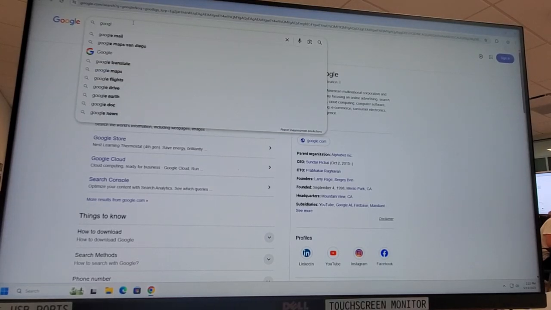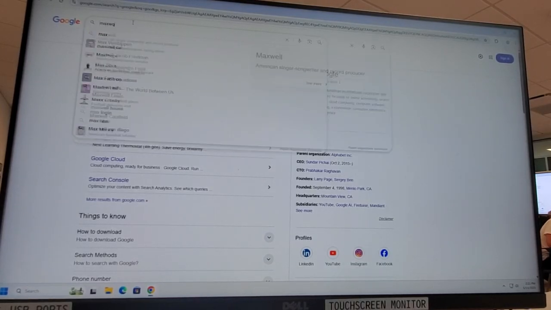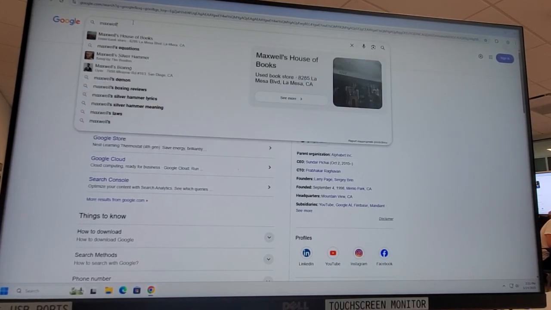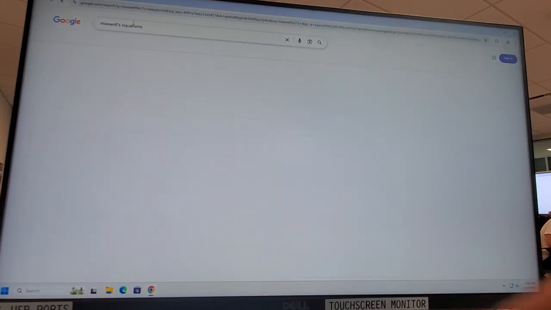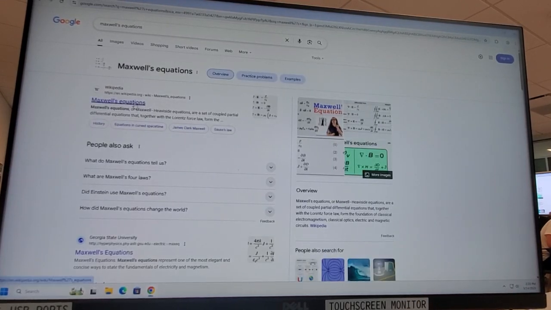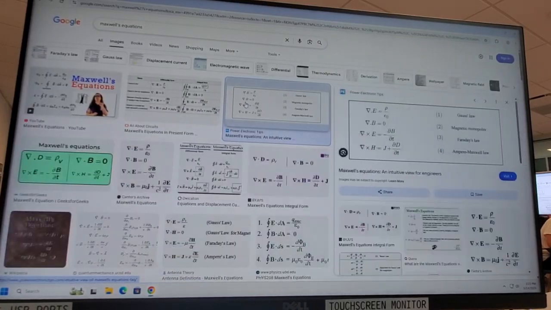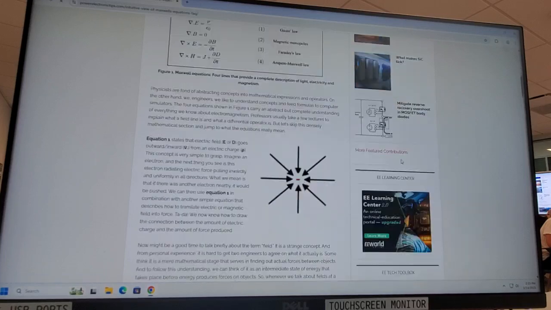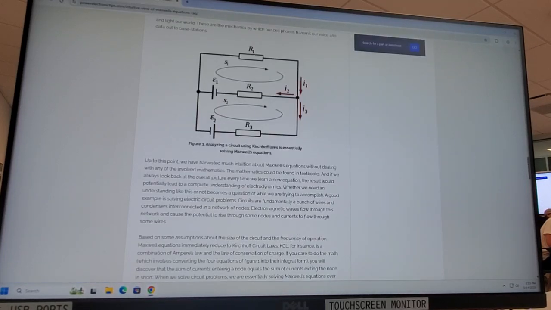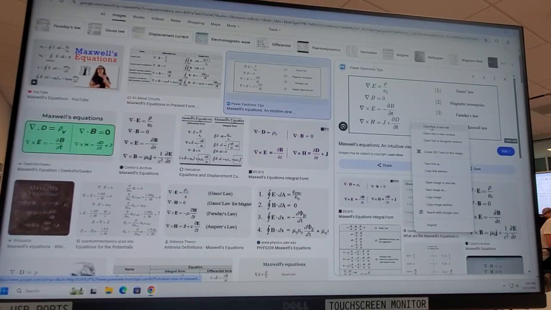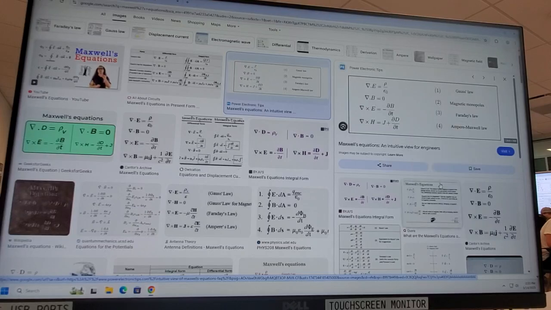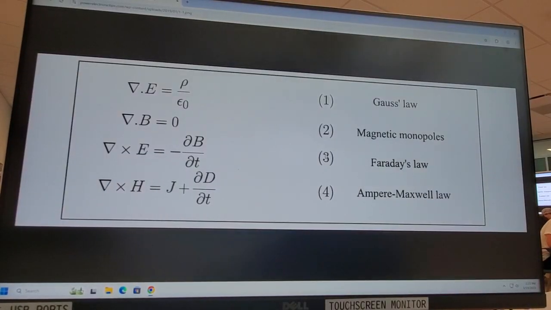Okay, good. And then I will look up Maxwell's equations. Okay. Here we go. Beautiful. Come here. Go back, Jeff. Just make it open the image. Bam. Okay.